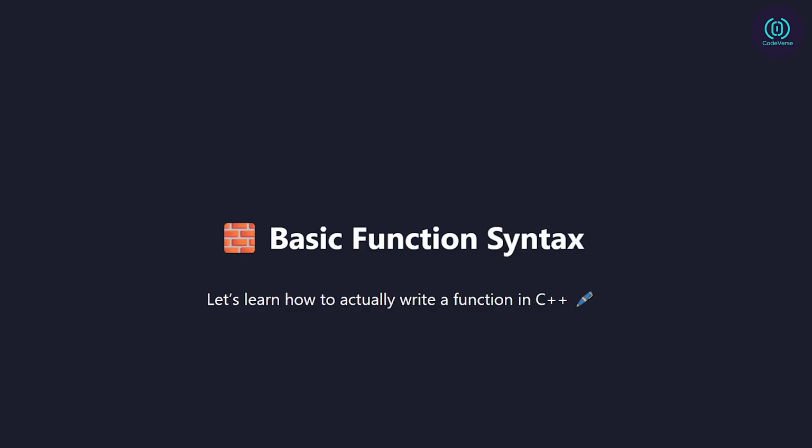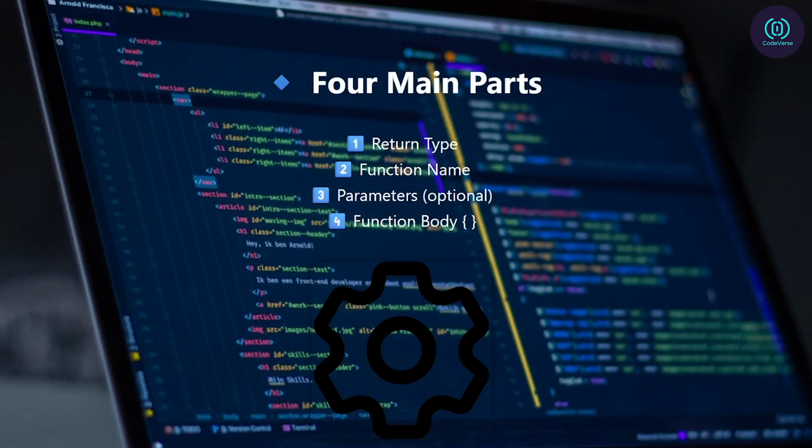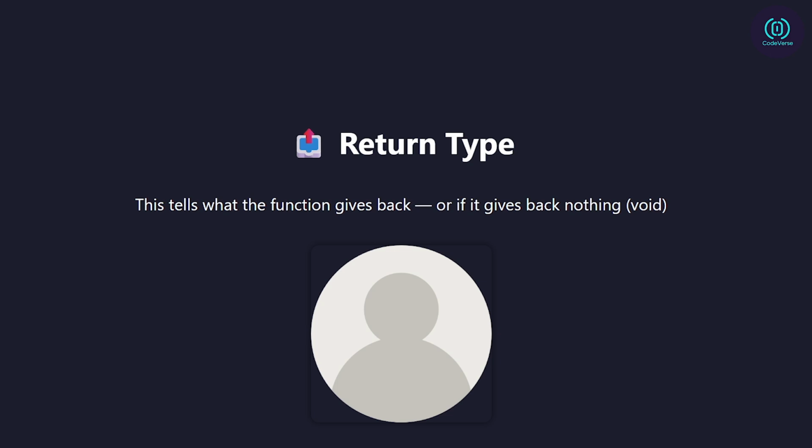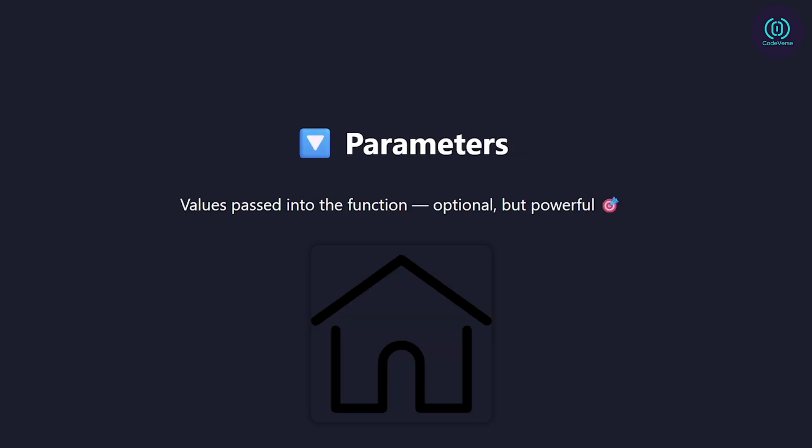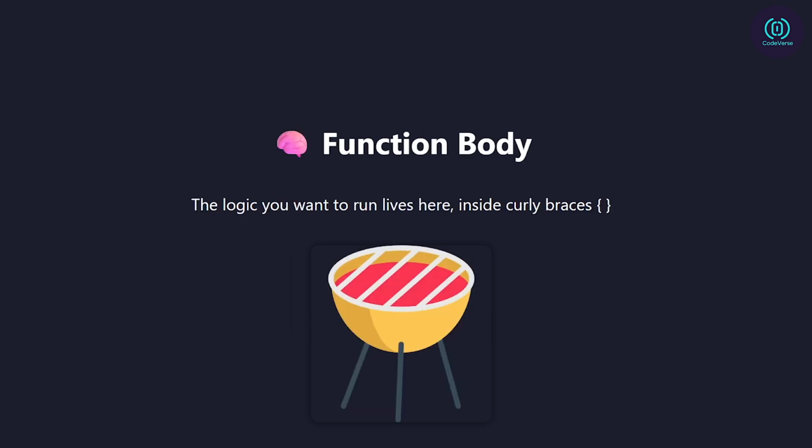Now let's learn how to actually write a function in C++. A function has four main parts. First, a return type. This tells us what the function gives back. Then, the function name, which you choose based on what the function does. Next, parameters inside parentheses, which are optional, and let you send values into the function. Finally, the function body, inside curly braces, where you write the actual task.